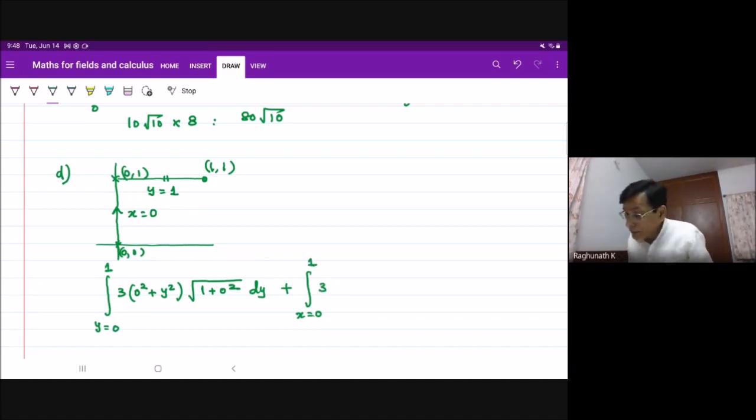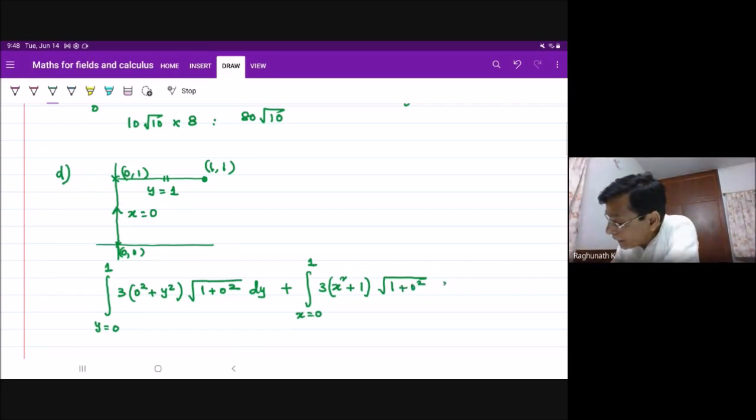3 into x square plus 1. Very, very important for us. We are going along the y is equal to 1 line. On that particular line, y is everywhere 1, into root of 1 plus (dy by dx is 0) squared dx.